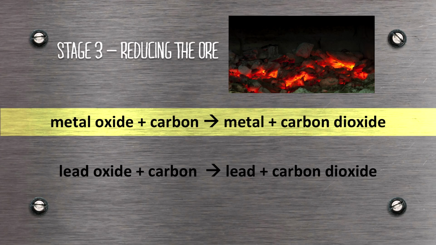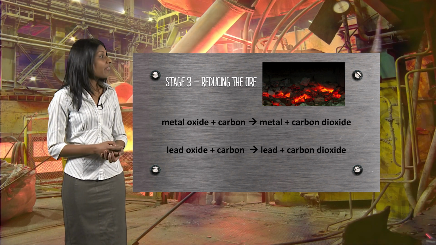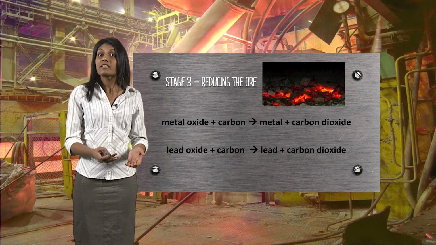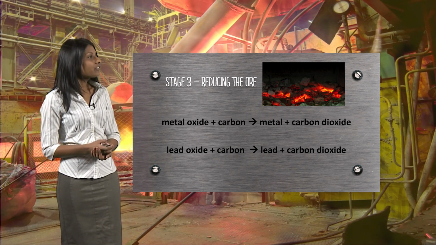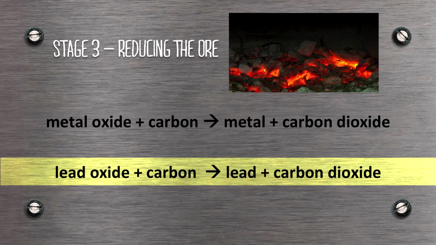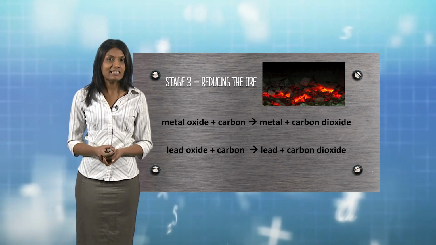So we can describe these processes in a general word equation. Let's have a look. Metal oxide plus carbon gives metal plus carbon dioxide. The metal oxide has been reduced because it's lost its oxygen, and the carbon has been oxidised because it's gained oxygen. Let's take a look at an example. Here is the word equation for the reduction of lead oxide. The lead has been reduced because it has lost its oxygen. The carbon, again, has been oxidised because it has gained oxygen.